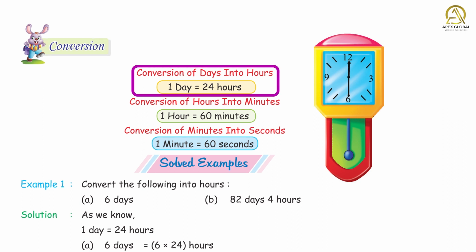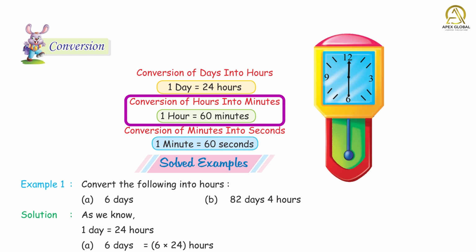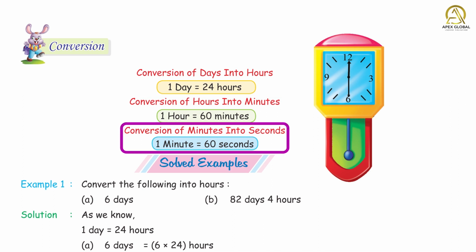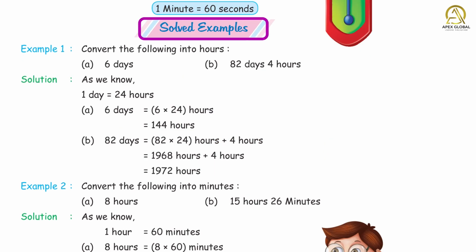Conversion. Conversion of days into hours: 1 day equals 24 hours. Conversion of hours into minutes: 1 hour equals 60 minutes. Conversion of minutes into seconds: 1 minute equals 60 seconds.